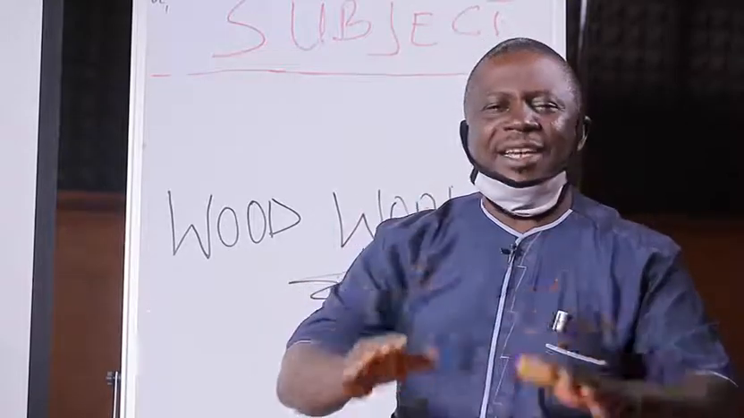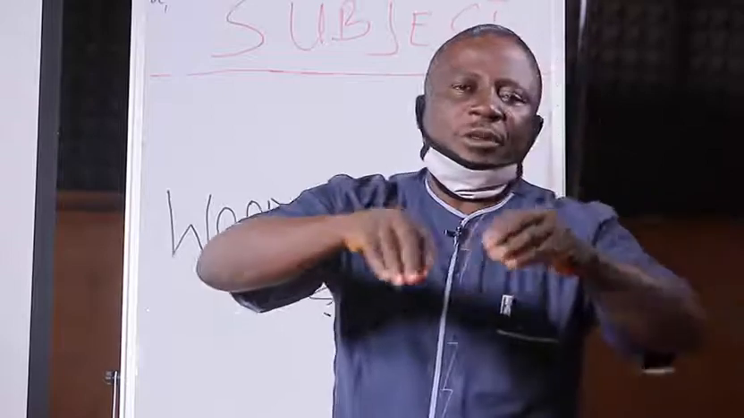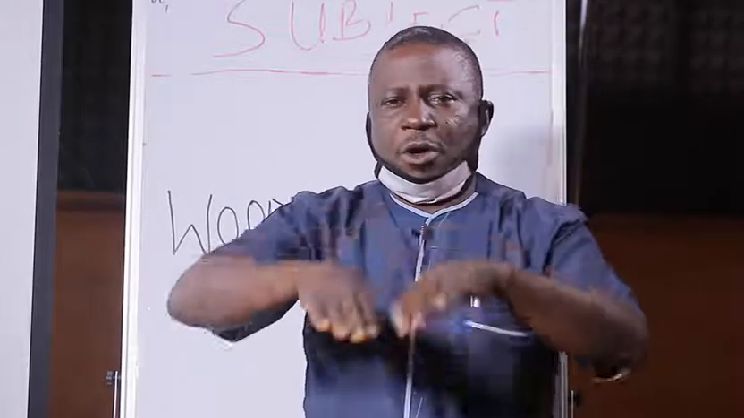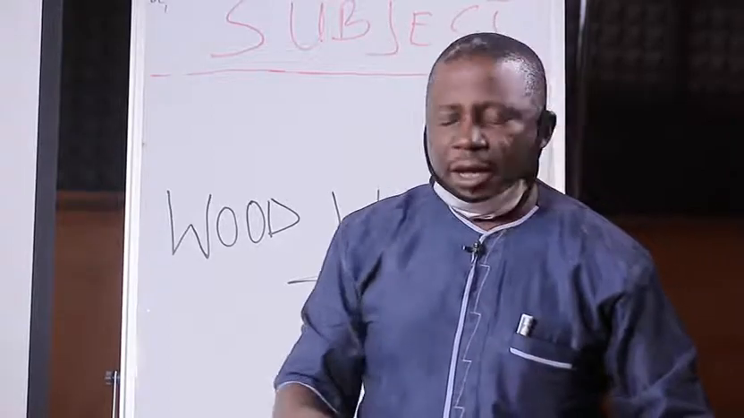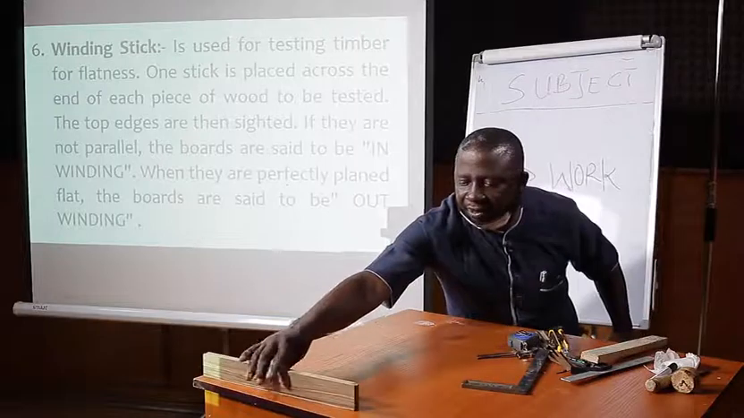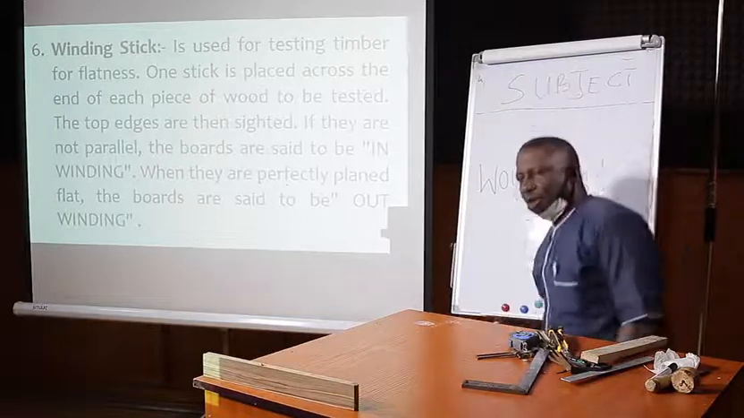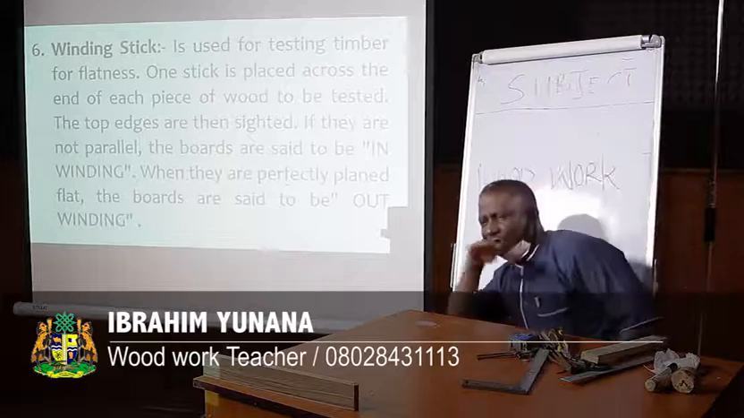Once we say out of winding, it means they are plain, perfect, and there are no gaps or bends on the surfaces. That is the use of it. But how do we do that? Supposing we have this one, two of this one, you put one at the edge and put one at this side. You sight it just like you sighted the straight edge.